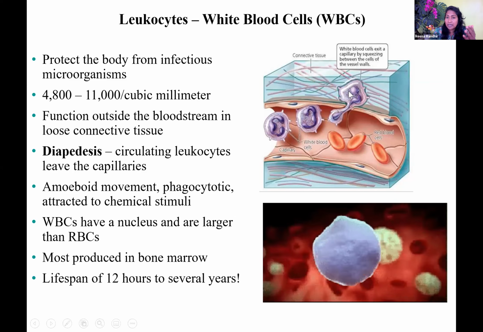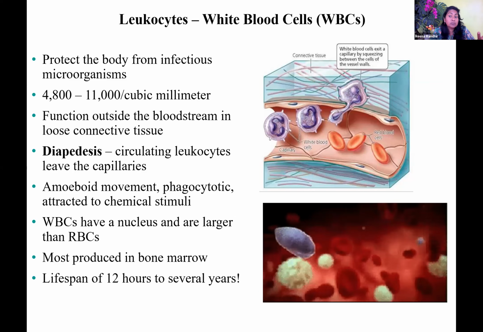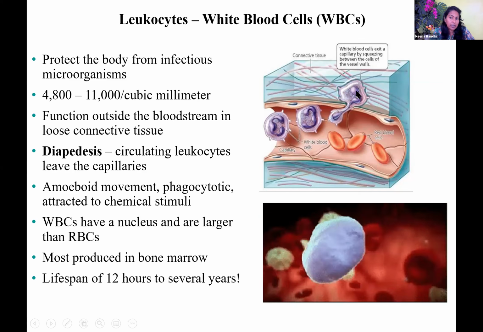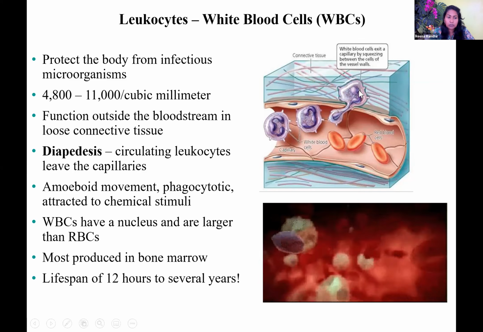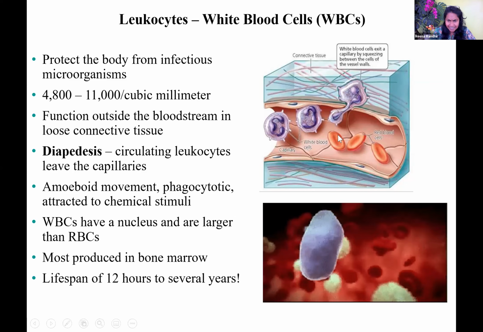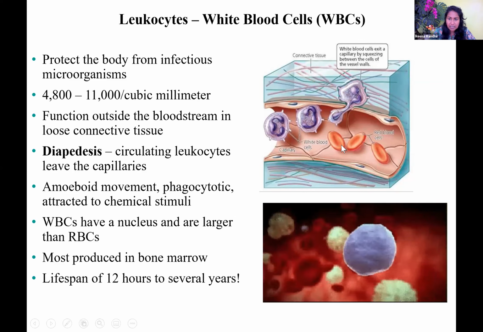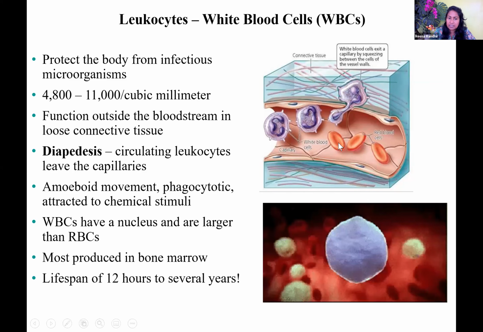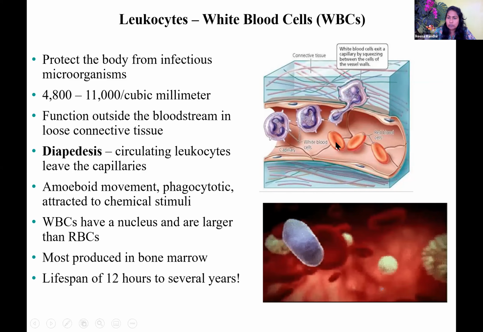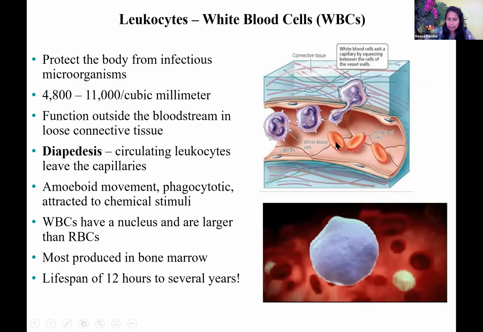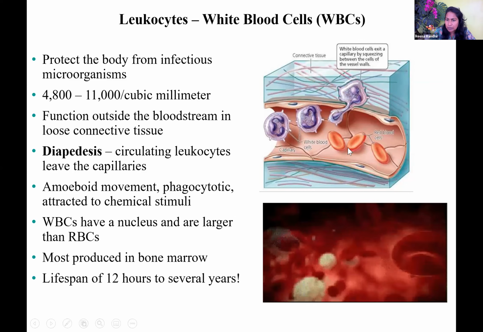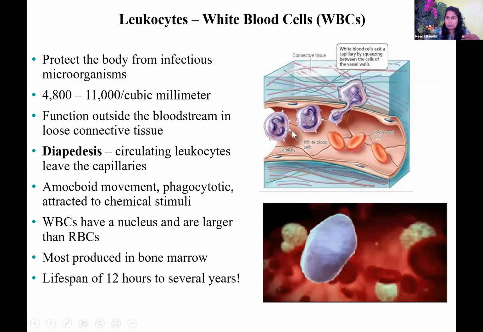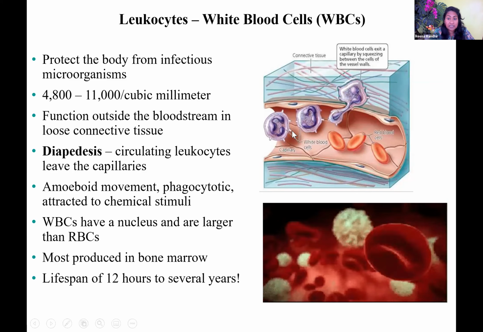Certain cells, when they are affected, will give out chemical signals. So these WBCs will respond to that stimuli. They are slightly larger than the red blood cells. They have a huge nucleus, unlike red blood cells. They are also produced in the bone marrow, and they will hang around in your blood for 10 hours up to years.